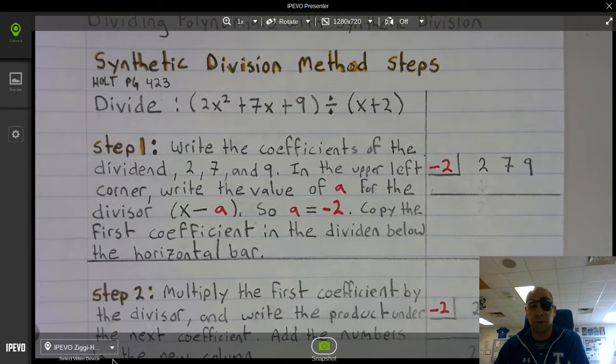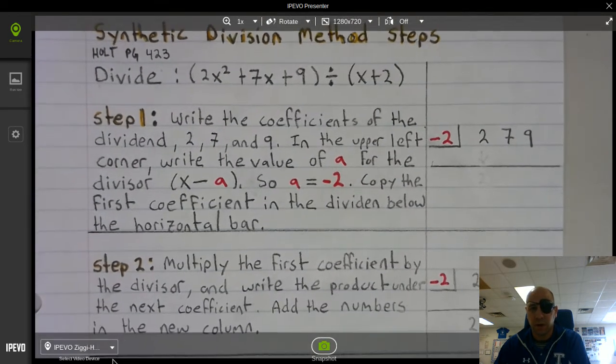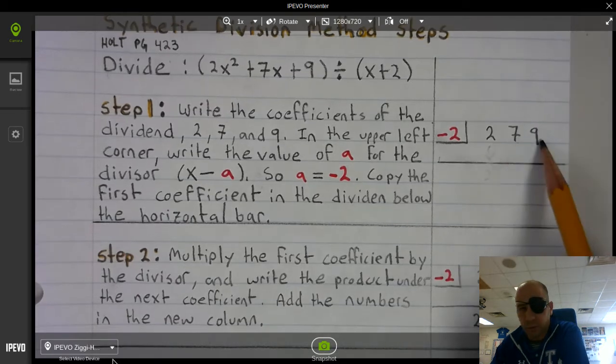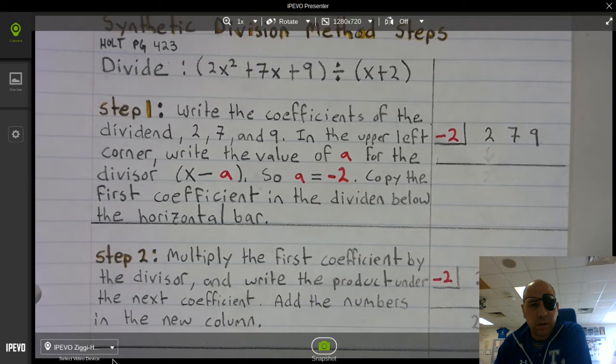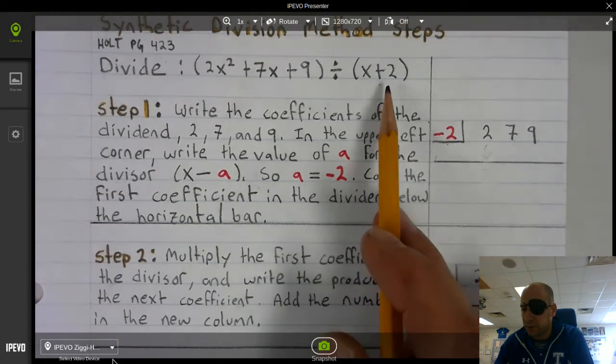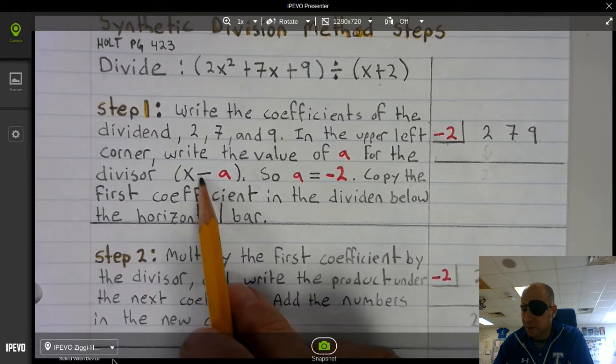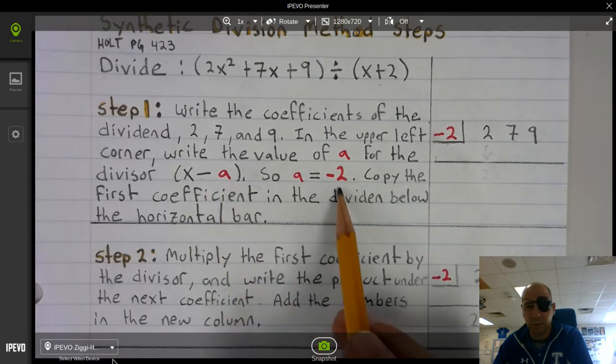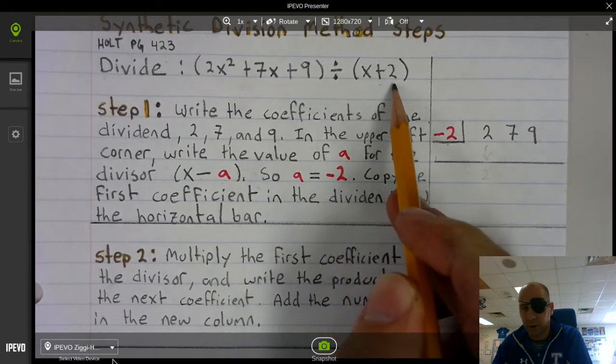And we're going to do it using synthetic division. All right, step 1. Write the coefficients of the dividend, 2, 7, and 9, in the upper left corner. So that's 2, 7, and 9. Write the value of a in the divisor x minus a, so that a equals negative 2. The reason this is negative 2 and not a positive 2 is because a negative times a negative is a positive, so that means the a value is negative 2. Okay, so your a value here is actually negative 2.